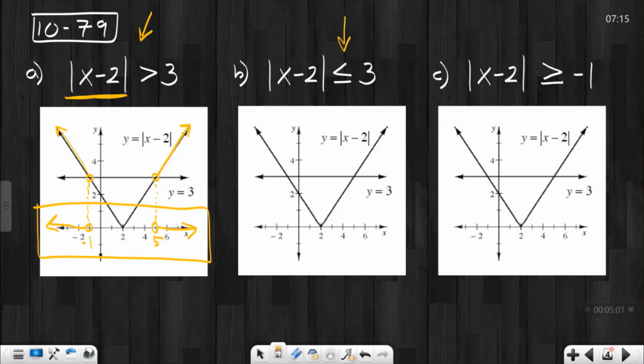What happens if I change it now to this symbol of less than or equal to? Well, let's do it without even solving it. Let's just look at the graph and understand what's going on. Well, first off, let's look at when it's equal to 3. That's at this point right here and at this point right here.